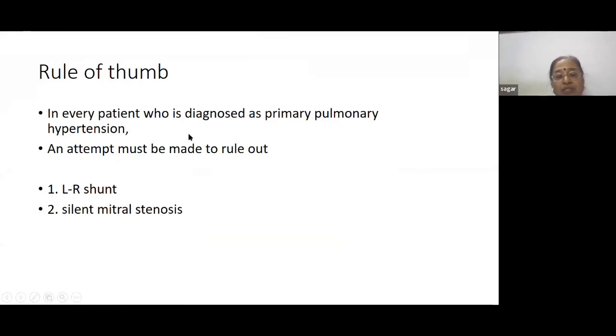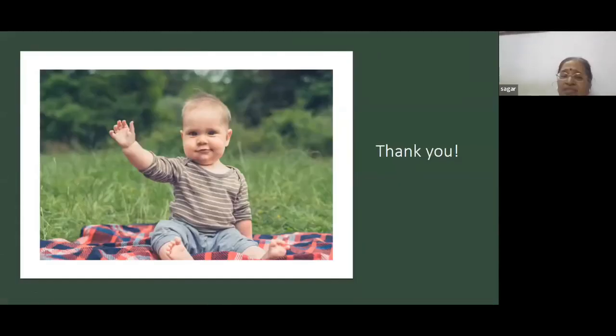Primary pulmonary hypertension, if you call it, there's nothing much you can do. You can give iloprost, a prostaglandin infusion, or bosentan, whatever. But it's a damning diagnosis. Before that, you must always look for a treatable cause, which is a left to right shunt or a silent mitral stenosis. The left to right shunt is what I talked about in this class. I think I've finished. Thank you.